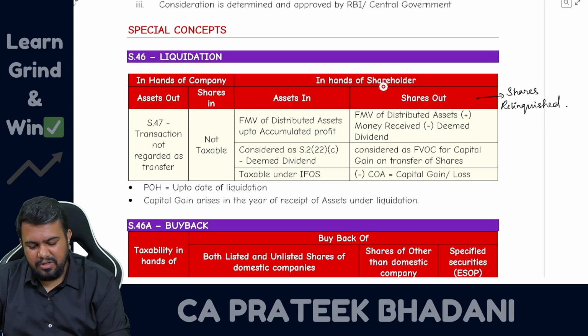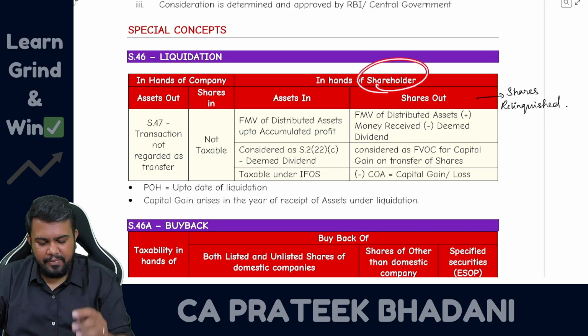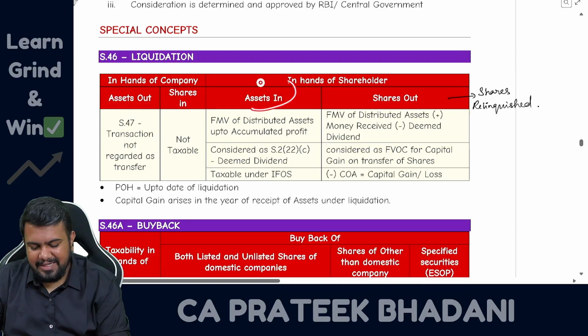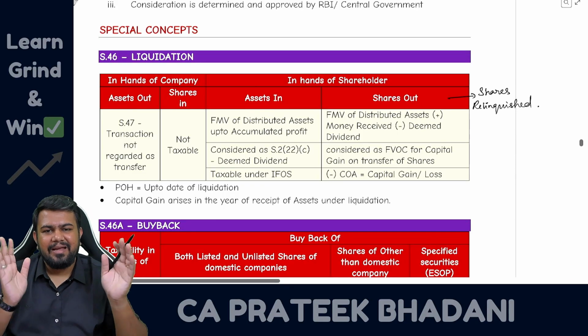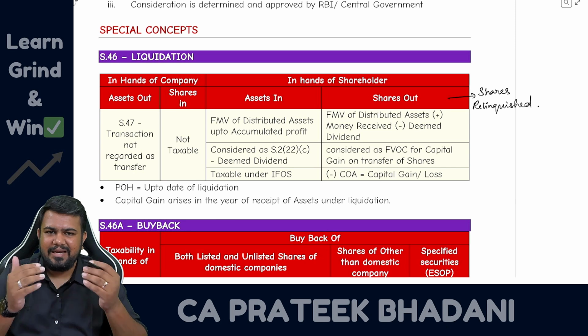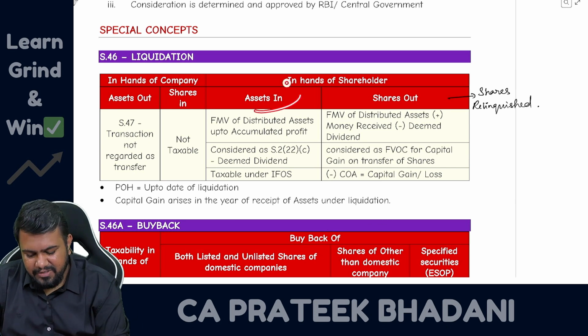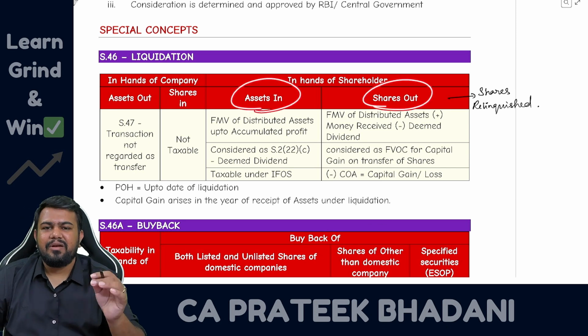Fine. Now let's talk about the hands of the shareholder. In the hands of the shareholder, the assets are coming in and the shares are going out. It means the shares are getting relinquished. So what happens when the assets are coming in? What happens on relinquishment of shares?